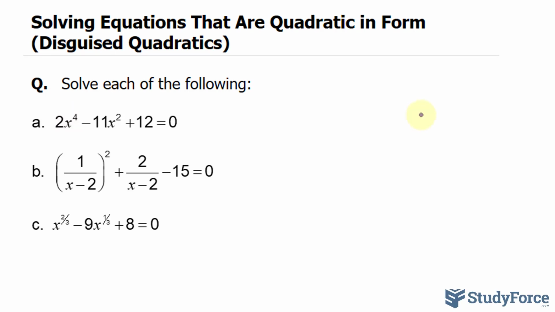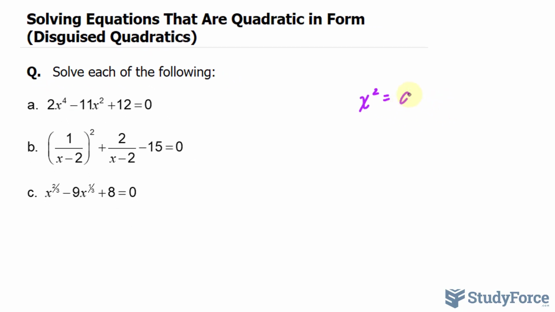For example, x to the power of 2 can be set to another variable a. The reason why that's important is because now this x to the power of 2 has become a, and x to the power of 4 can be written as x to the power of 2 raised to the power of 2. So that also becomes an a. So our equation becomes 2a squared minus 11a plus 12.